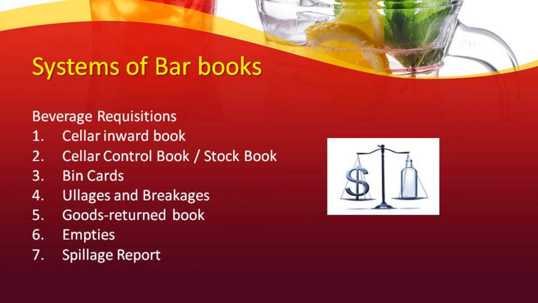Bin cards. These are provided for each individual type of beverage held in stock and record all deliveries and issues made. The cards are fixed on the shelves or racks against each beverage. The bin card numbers refer to the same bin numbers as the wine list and originate from the standard bottle code list.